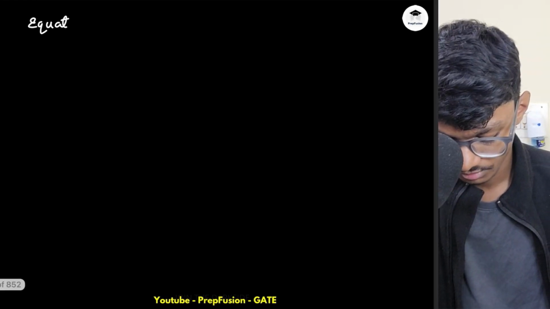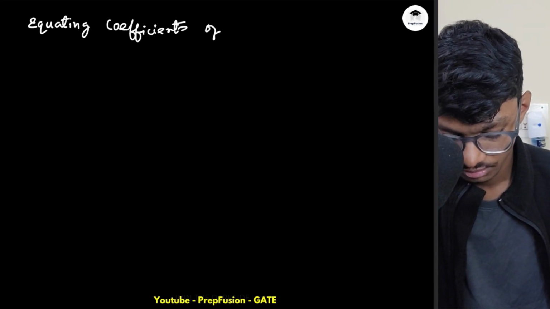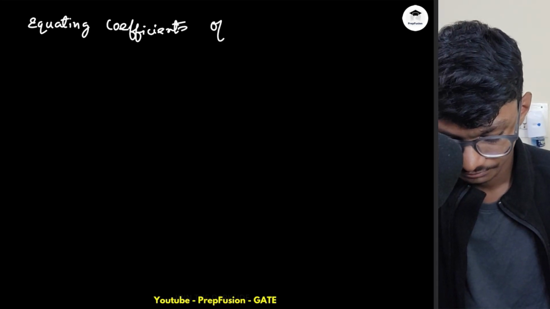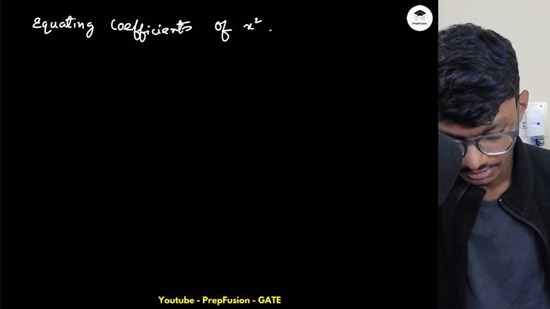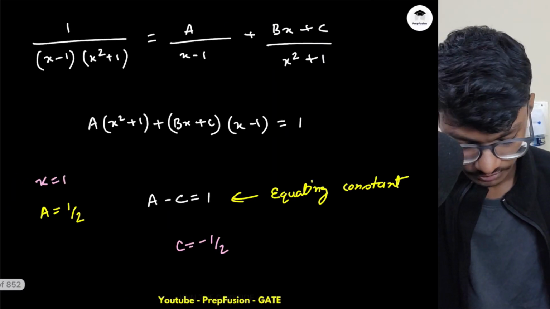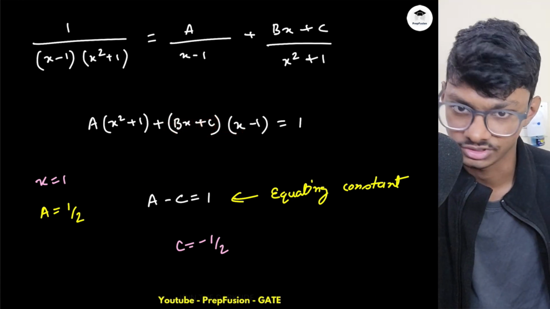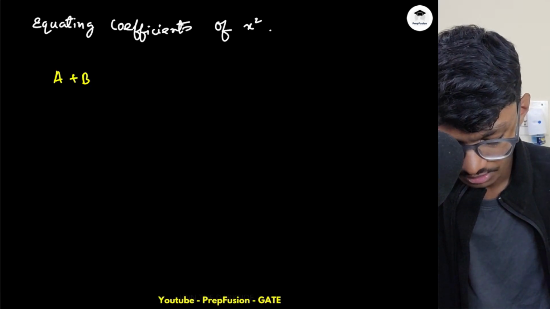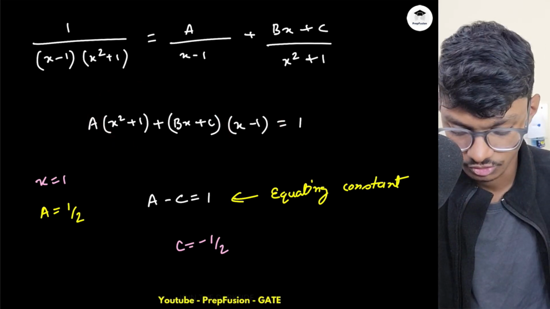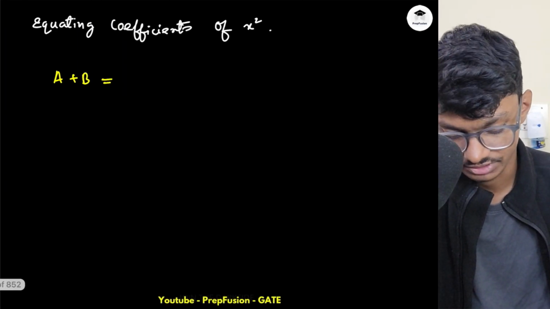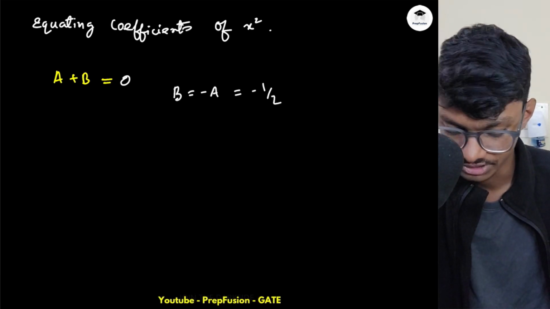Equating coefficients of x square. If I equate the coefficient of x square, what will I get? Here I can observe that if I multiply a with x square and b with x, this will be bx square, but this c can never generate x square. So only a plus b into x square can generate it. On the left hand side the coefficient of x square is a plus b, on the right hand side the coefficient of x square is 0, because I don't have any x square term. So b will be minus of a, which is equal to minus 1 by 2. So b is equal to minus 1 by 2.